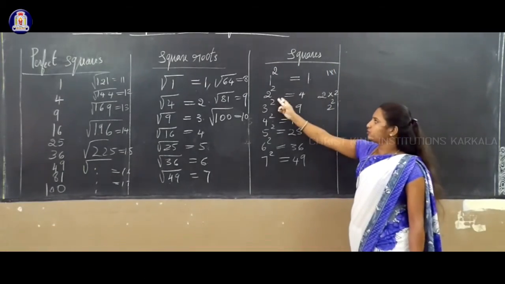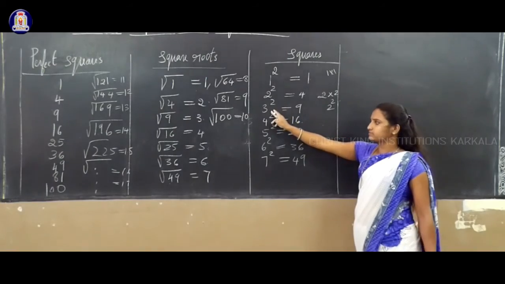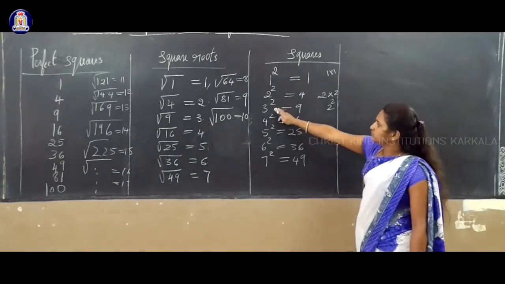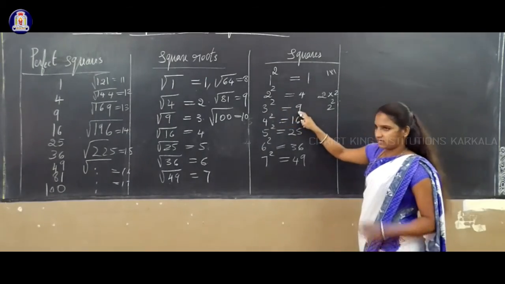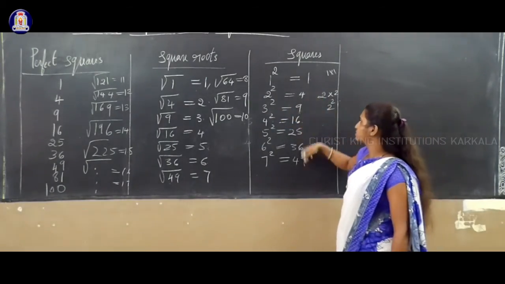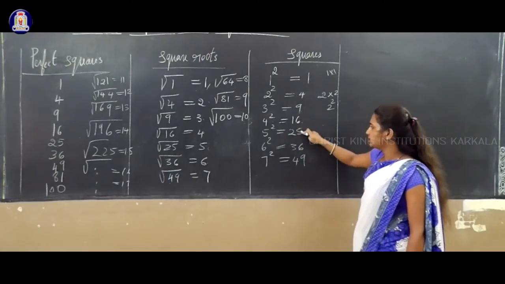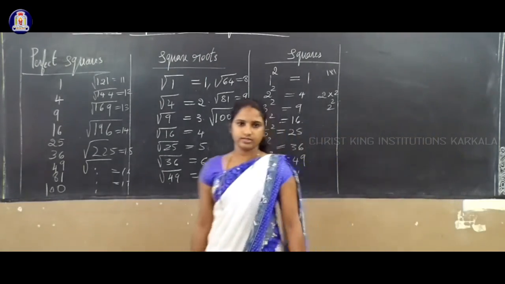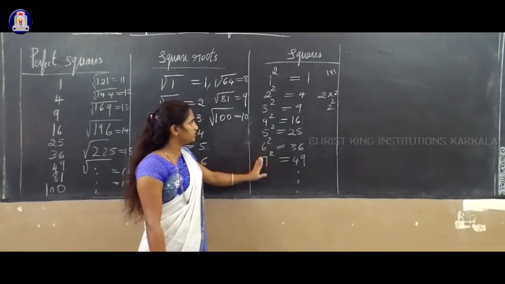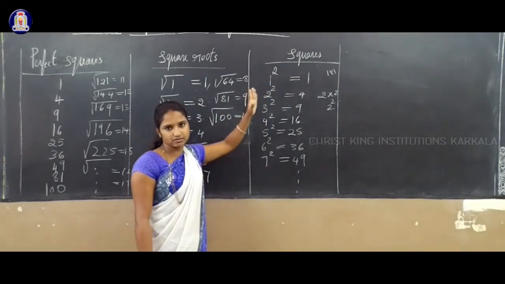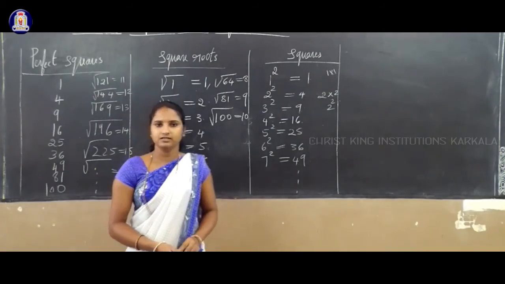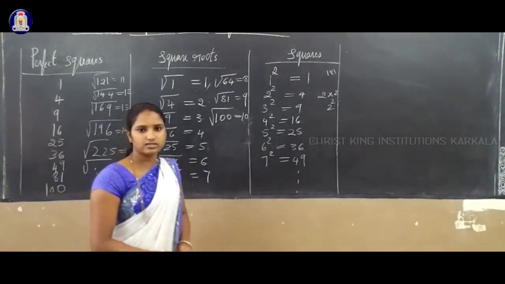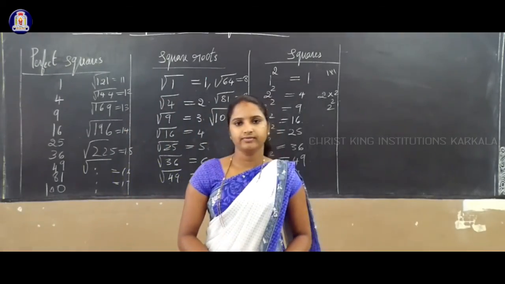Clear? 2 square, 2 into 2. 3 square, 3 into 3. So if you multiply the same number, you get 3 is a 9, right? So 9 is a perfect square. 1, 4, 9, 16, 25. So all these are perfect squares. Clear? So these are square numbers. 1 square, 2 square, 3 square. Yeah? So this is a concept. This you must know what is the square roots, what is square numbers. Clear? Yes. Thank you.